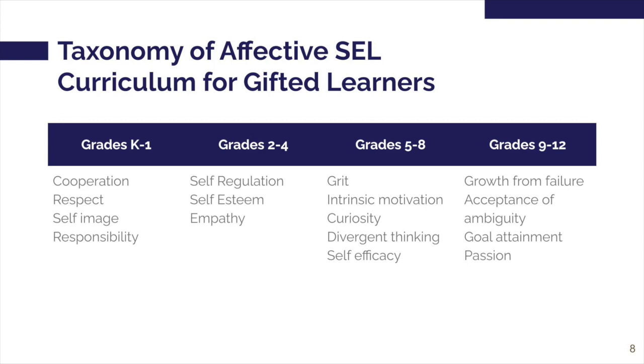So for gifted students in particular, grades K through 1, they talked about really focusing on cooperation, respect, self-image, and responsibility. For grades 2 through 4, that self-regulation piece, self-esteem, and empathy. Grades 5 through 8, it was grit, intrinsic motivation, curiosity, divergent thinking, and self-efficacy. And then grades 9 through 12 was growth from failure, acceptance of ambiguity, goal attainment, and passion.